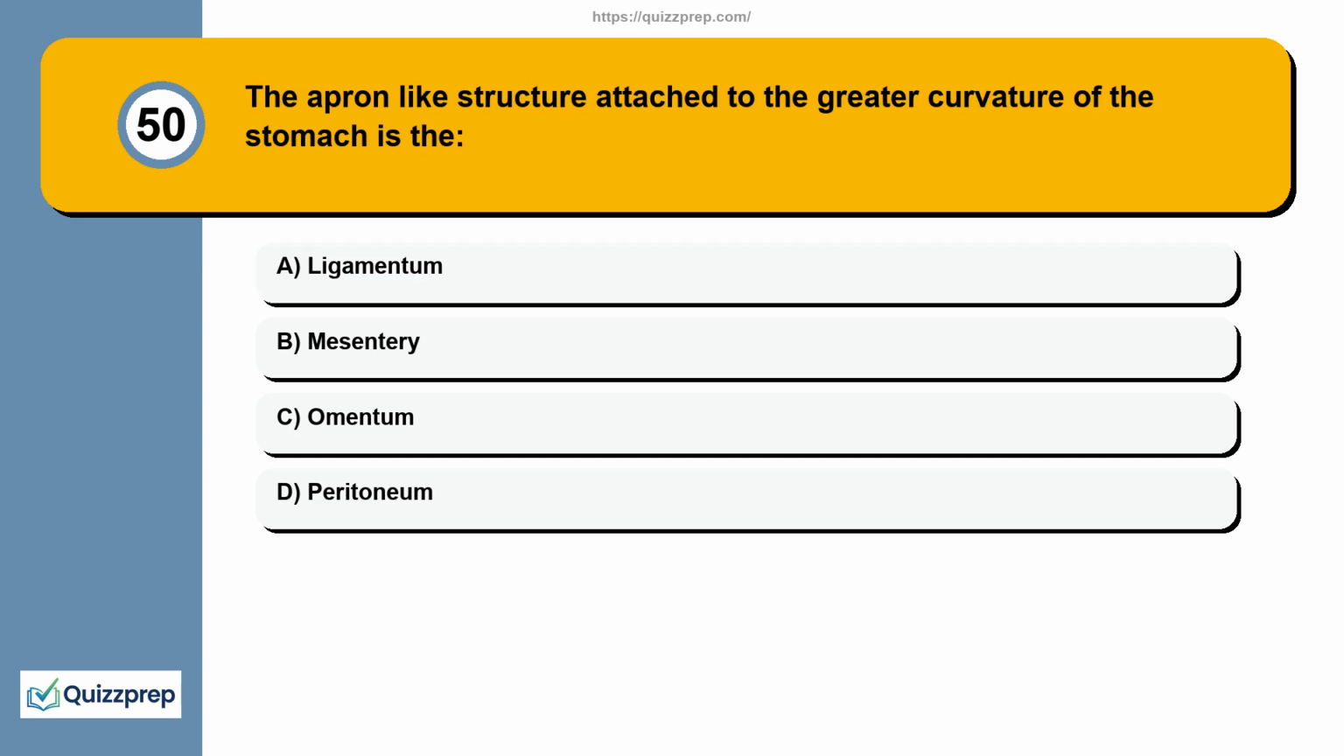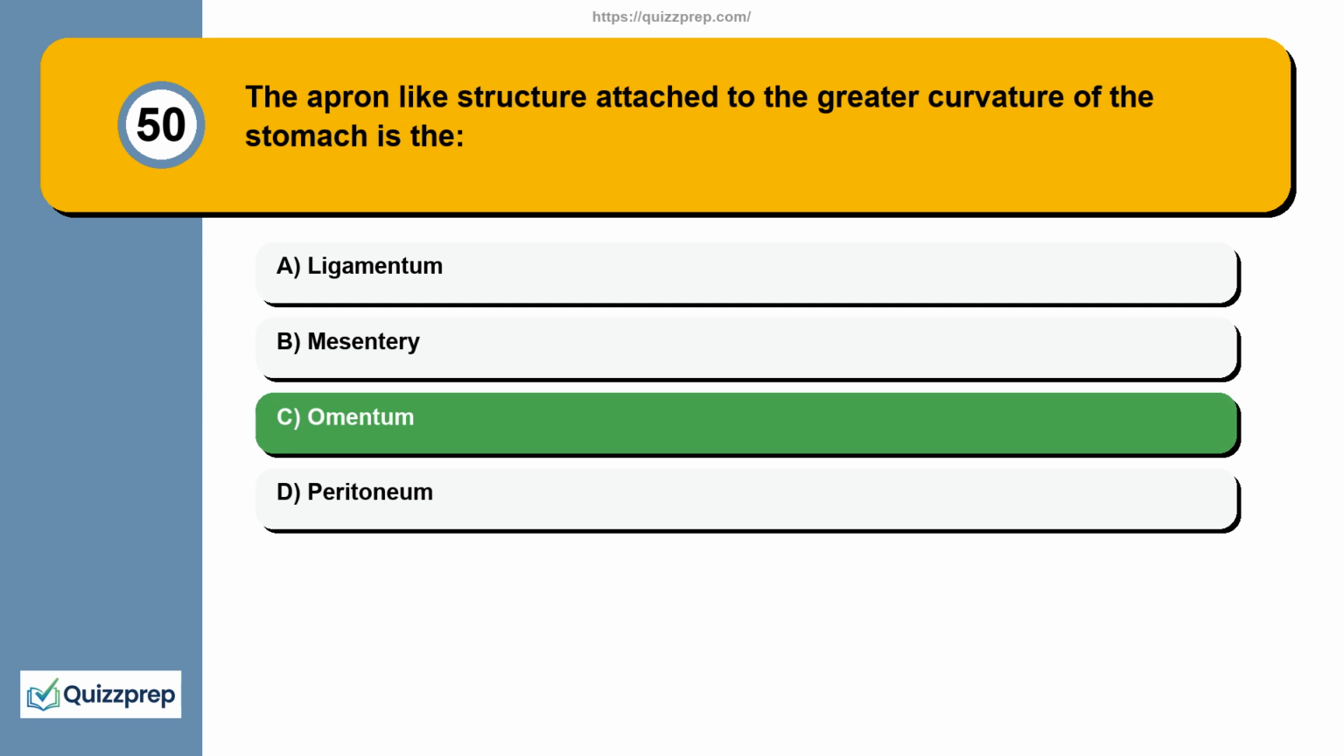Question 50. The apron-like structure attached to the greater curvature of the stomach is the option A, ligamentum. Option B, mesentery. Option C, omentum. Option D, peritoneum. The correct answer is option C, omentum.